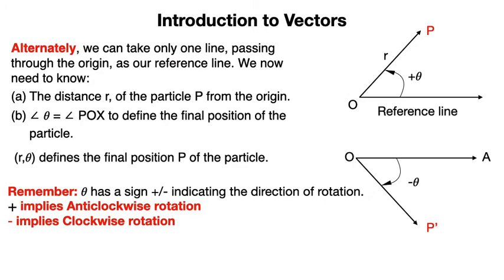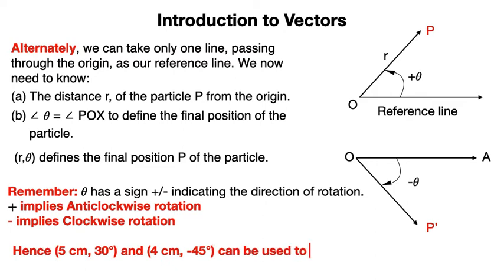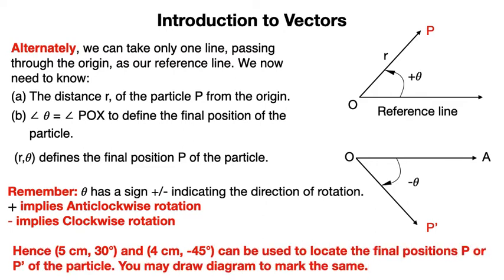This is clockwise rotation, we take it as negative. This is anti-clockwise rotation, we take theta as positive. 5 centimeter 30 degree and 4 centimeter minus 45 degree can also be used to locate the final position P and P dash of a particle. You may draw a diagram to mark the same.